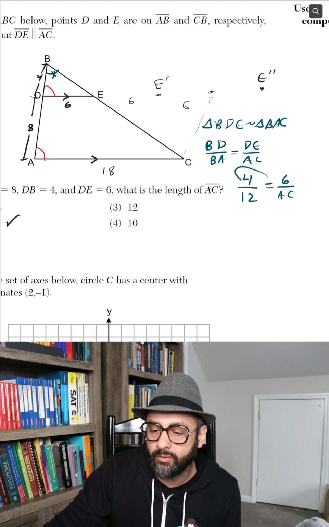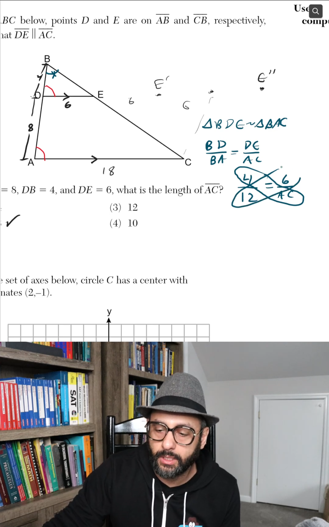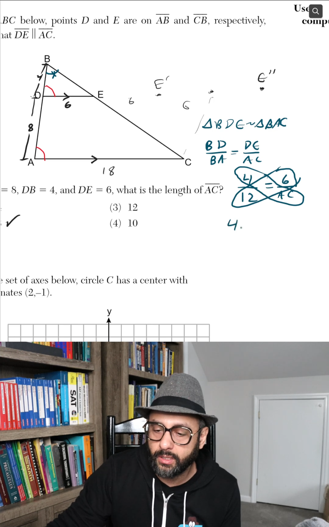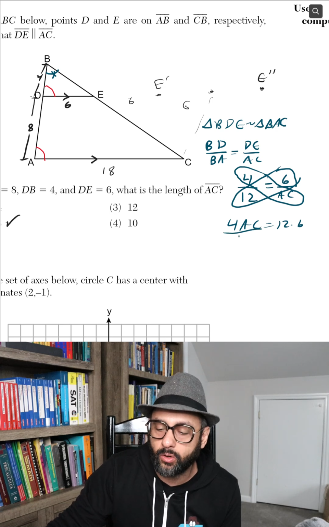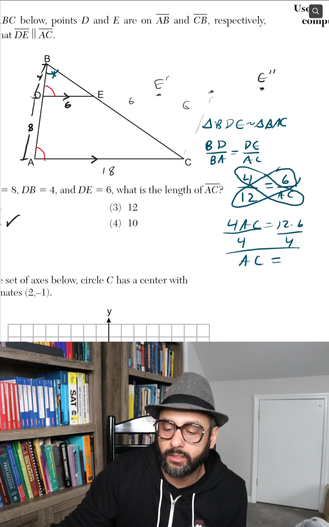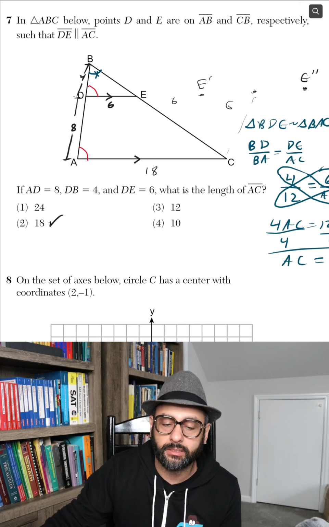It's one unknown in one equation. I can cross multiply to get AC. And I get that 4 AC is equal to 12 times 6. I could multiply that now, or I could divide by 4 first. And I got that AC is equal to, according to my calculator, 18. Okay? Which is exactly what I had suspected.